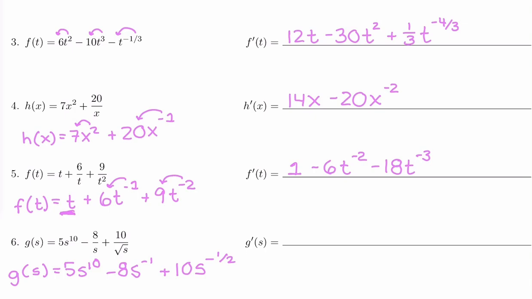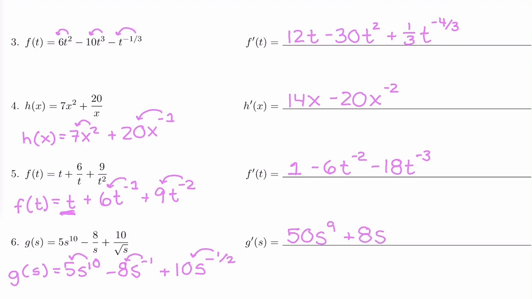These are all three the same calculus rule, though. We're going to bring down the power and subtract 1 from the new power now that we did the hard algebra part of rewriting. So we have 5 times 10 is going to give us 50. S to the 10 minus 1 is 9. Then we have negative 8 times negative 1, which is going to become positive 8.